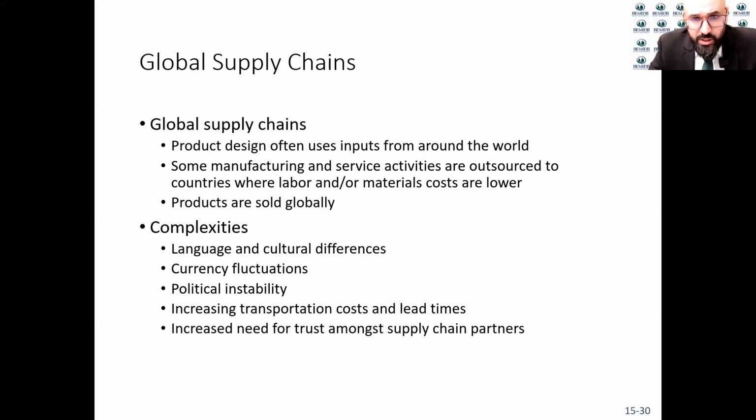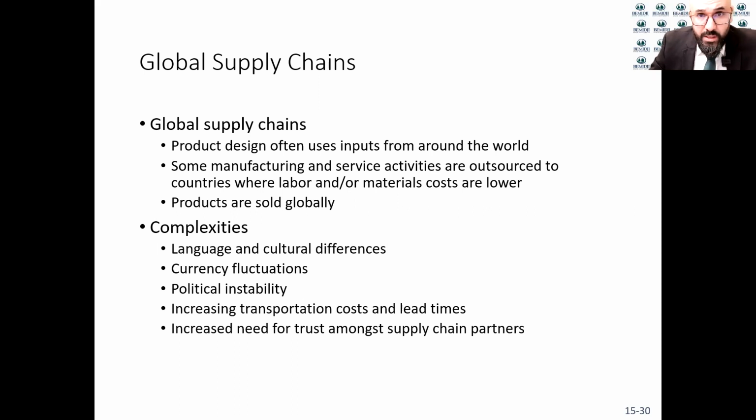Complexity in supply chain. We start with culture, different cultures here. There are so many different cultures and languages that you should be aware of, and you probably will be dealing with people from China, or Japan, or the Middle East, or one of these countries. So you probably need somebody from that country to help you with their language and culture.